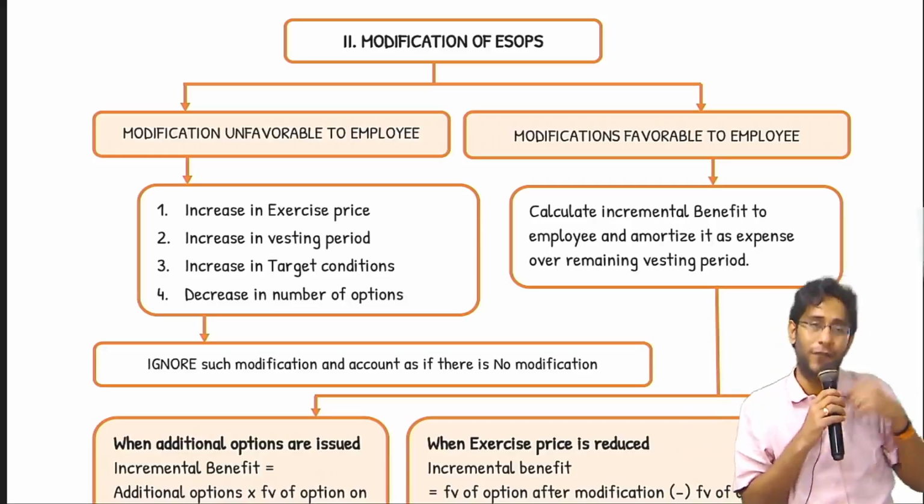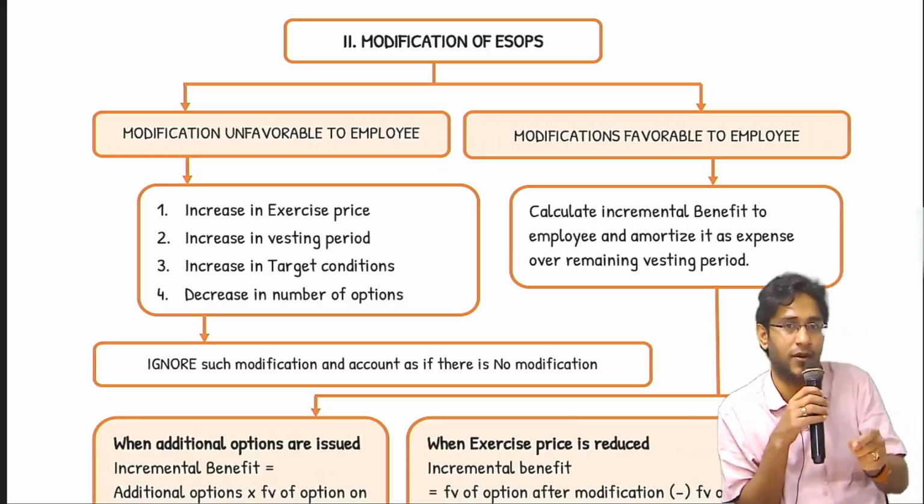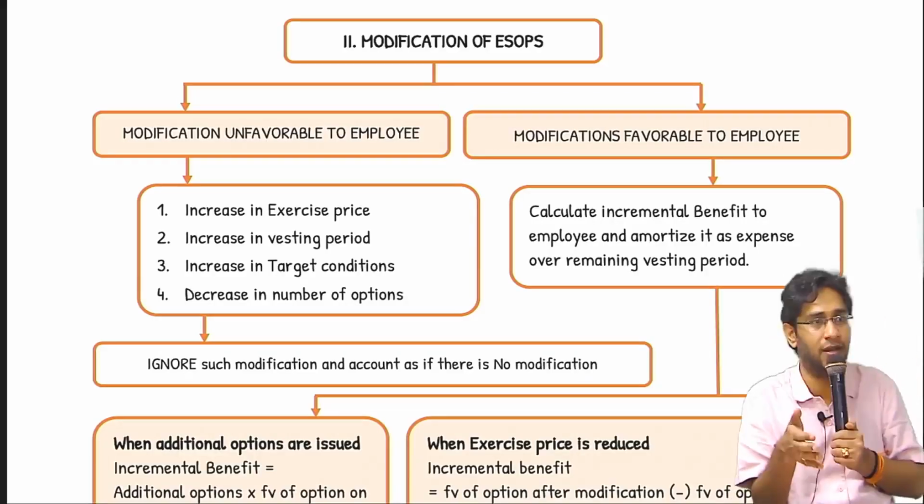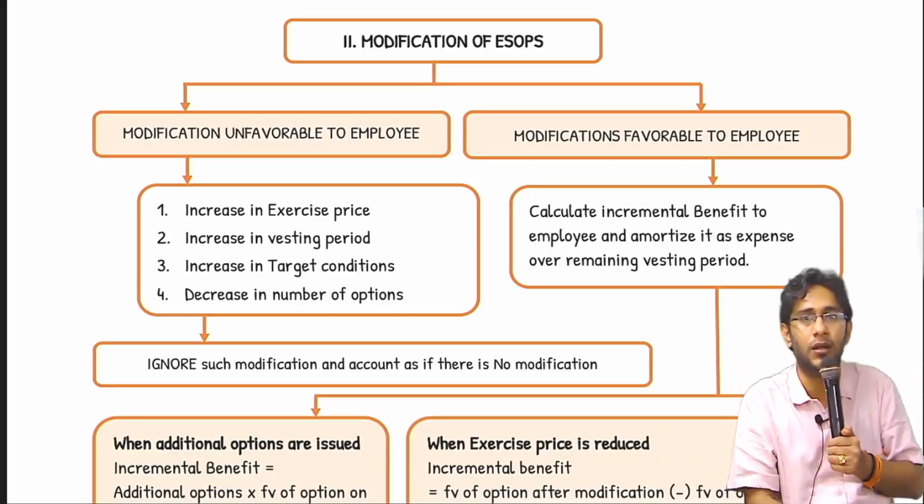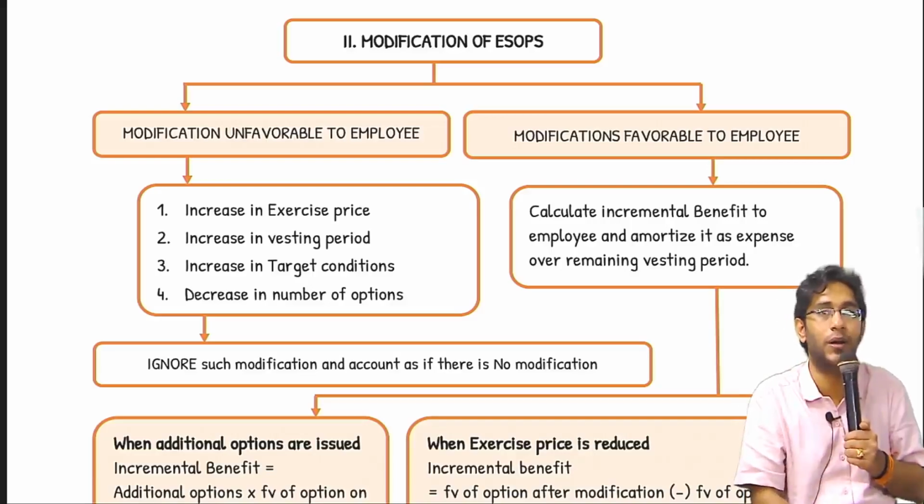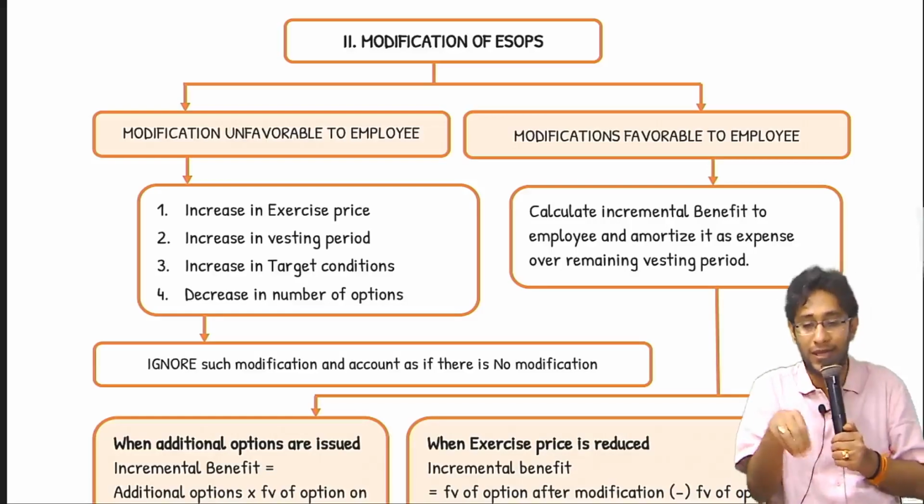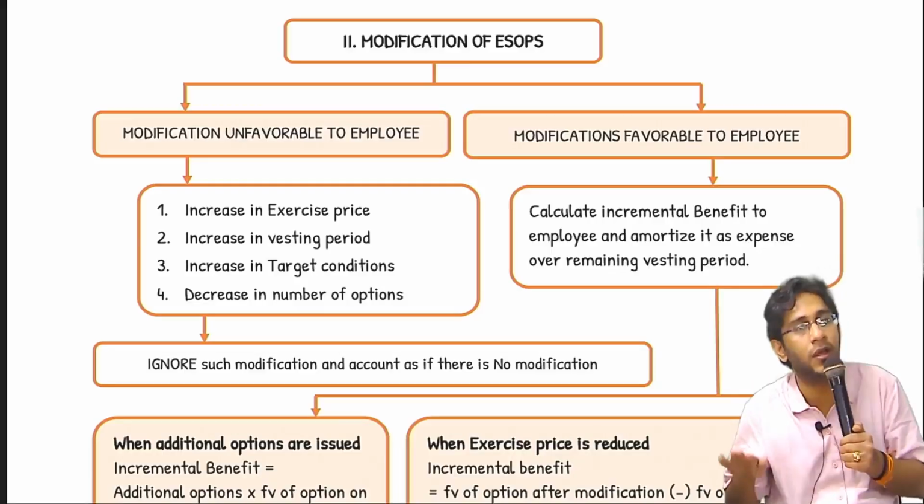Now imagine, first I gave an option whose exercise price is 100. The fair value of the option is some amount, which I started booking in the first year and second year. In the third year I tell him that no, the exercise price is higher. The moment the exercise price is higher, the option value will be lower, and my expenditure in the P&L account also will be lower.